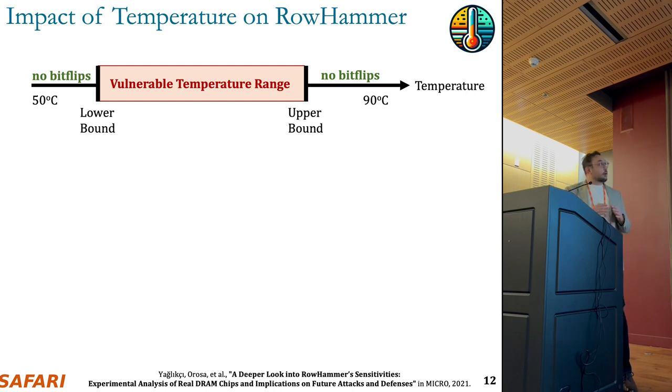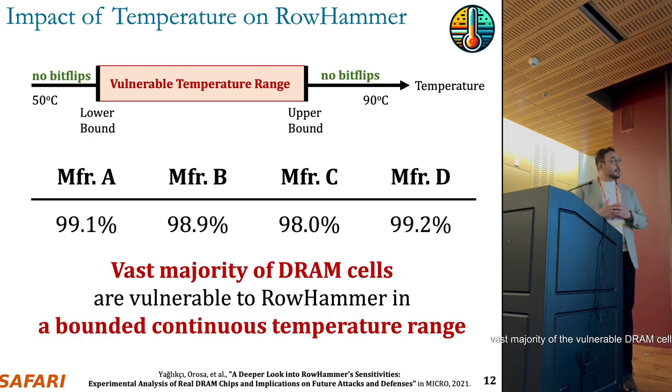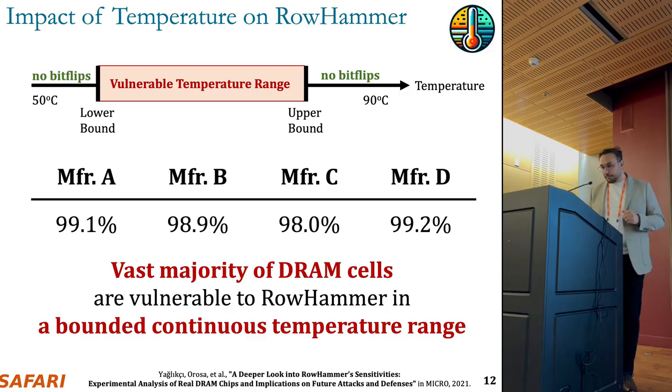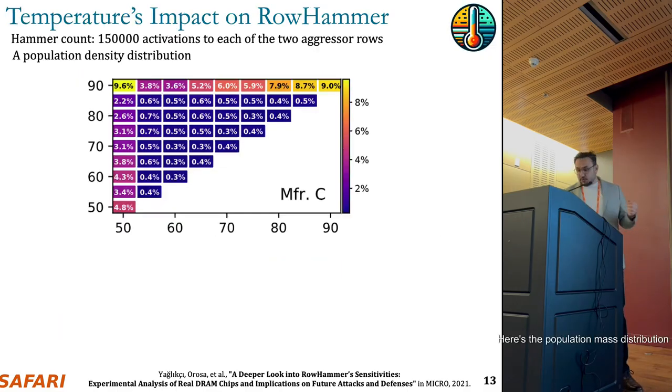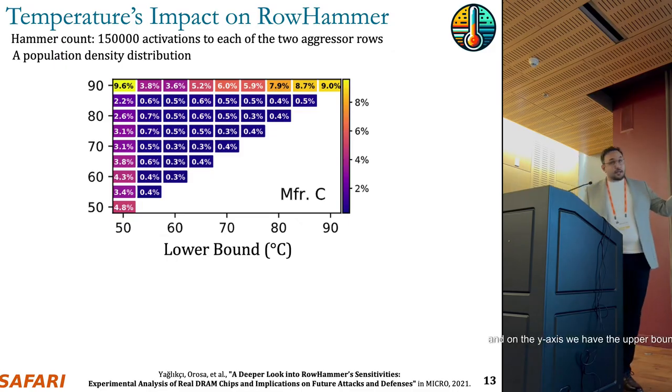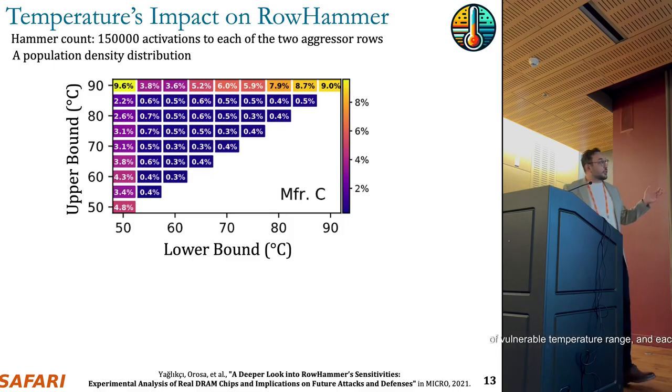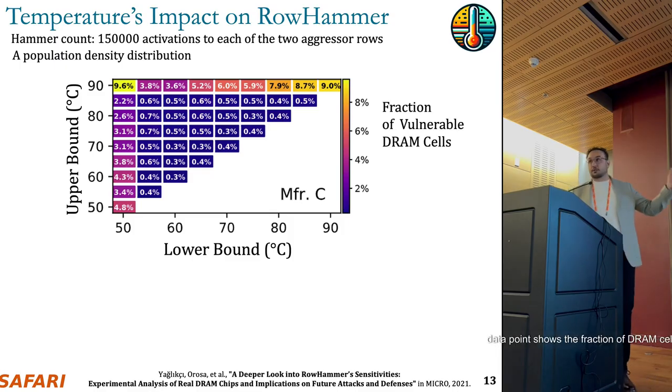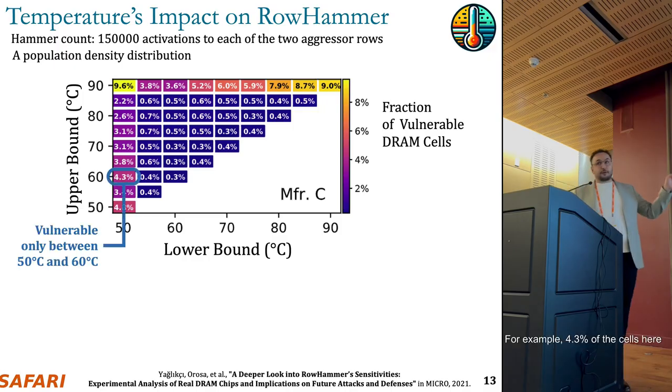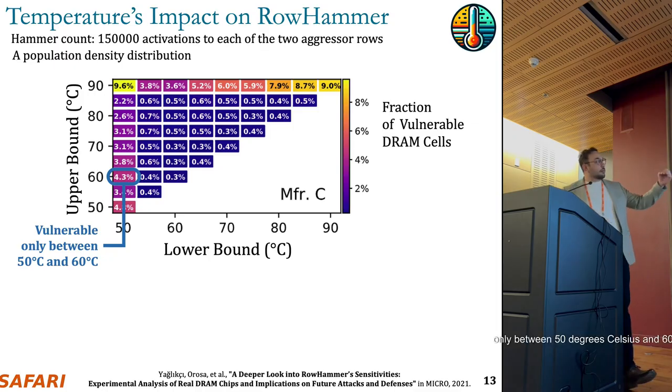And we observe that the vast majority of the vulnerable DRAM cells are vulnerable to Rowhammer in a bounded continuous temperature range. Here's the population density distribution as an example. On the x-axis we have the lower bound, and on the y-axis we have the upper bound of the vulnerable temperature range, and each data point shows the fraction of DRAM cells that fall into that vulnerable temperature range. For example, 4.3% of the cells here exhibit Rowhammer bit flips only between 50 degrees Celsius and 60 degrees Celsius, but not above or below it.